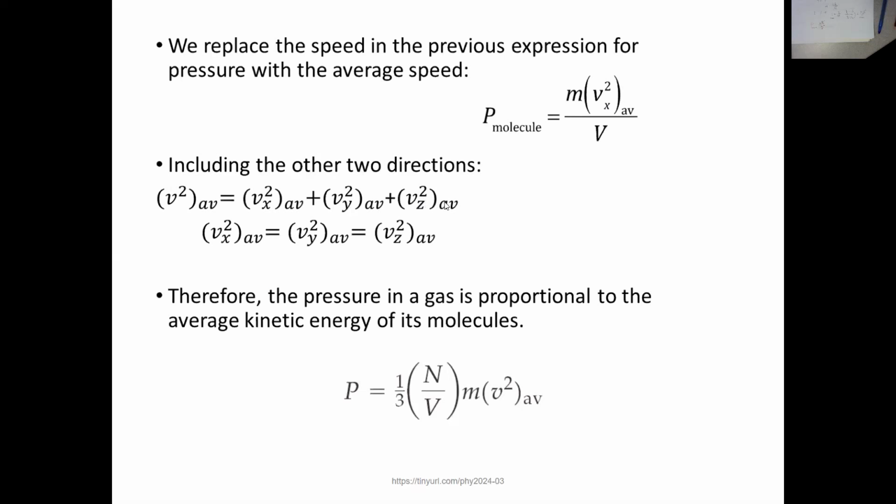Because molecules should overall behave the same in all 3 directions, we are going to say the average speed squared in the x direction, y direction, and z direction are the same, right? And for speed, because it's a vector quantity, if you look at the speed overall, it should be equal to its x direction plus y direction plus z direction. Okay, so v squared overall average should be equal to vx squared average plus vy squared average plus vz squared average. So you should add those 3 up.